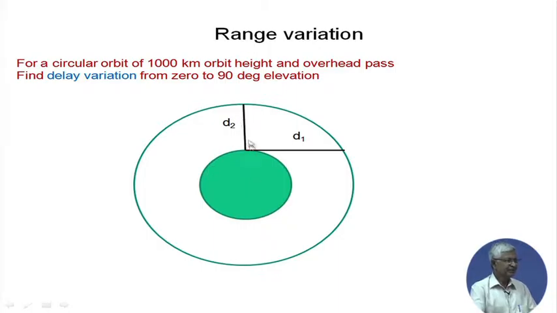Simple geometry. It is a circular orbit, 1000 kilometer orbit height, and there is an overhead pass. You can find, for an observer here, what will be the distance when the satellite is overhead or when the satellite is rising. Let us say it is rising, it is going in this direction. So, that means 0 degree elevation or 90 degree elevation. If it is 1000 kilometer orbit height and we assume Earth as a sphere, and as we were talking about 6378 kilometer as the Earth's spherical radius, you can calculate what will be the distance.